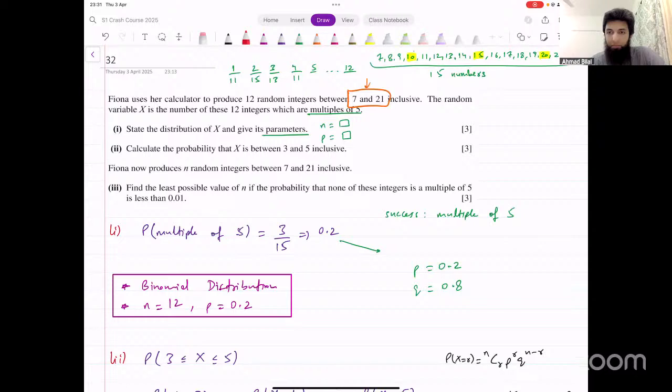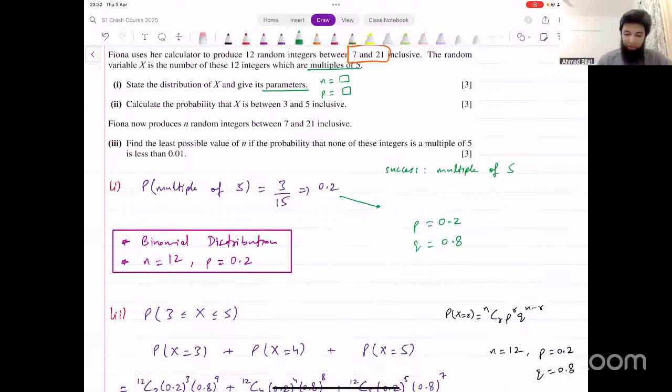Now they're saying she now produces n random integers between 7 and 21 inclusive. Find the least possible value of n if the probability that none of these integers is a multiple of 5 is less than 0.01. Again, the tricky part here is understanding what the examiner is trying to say. How do we understand this statement?